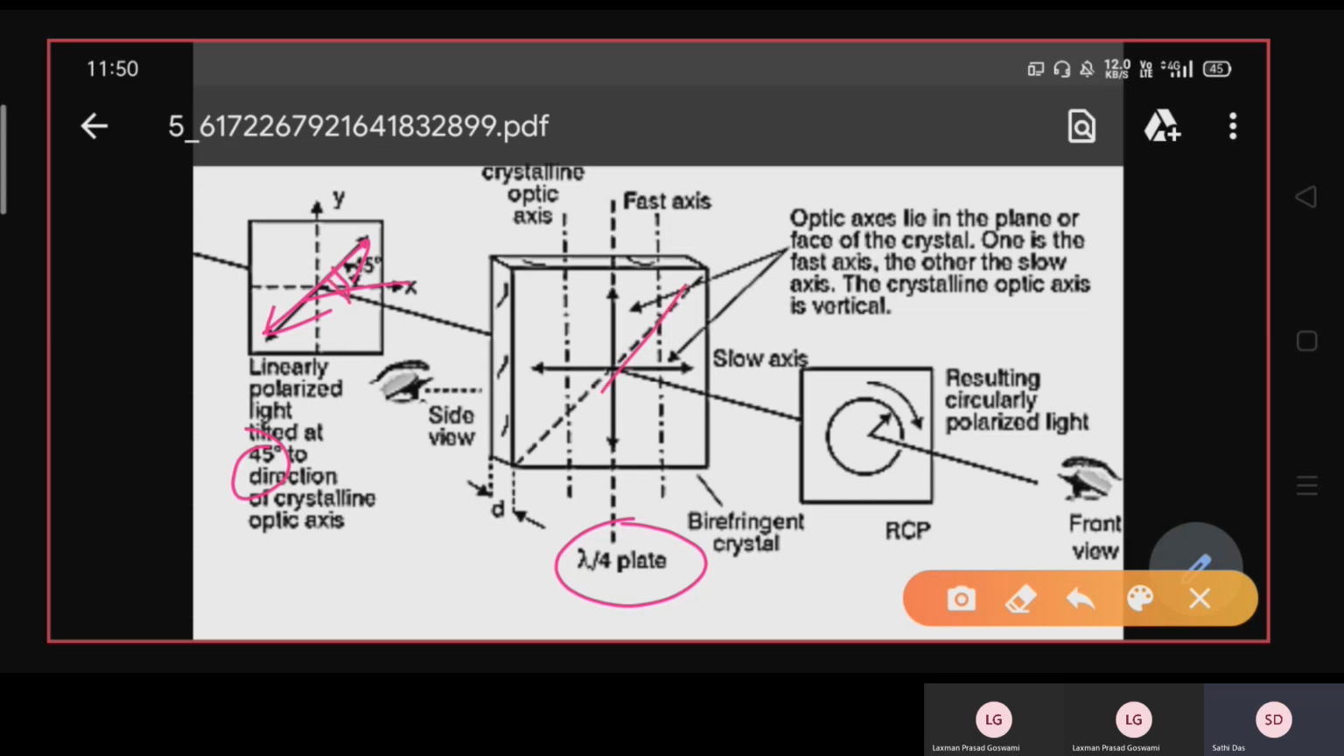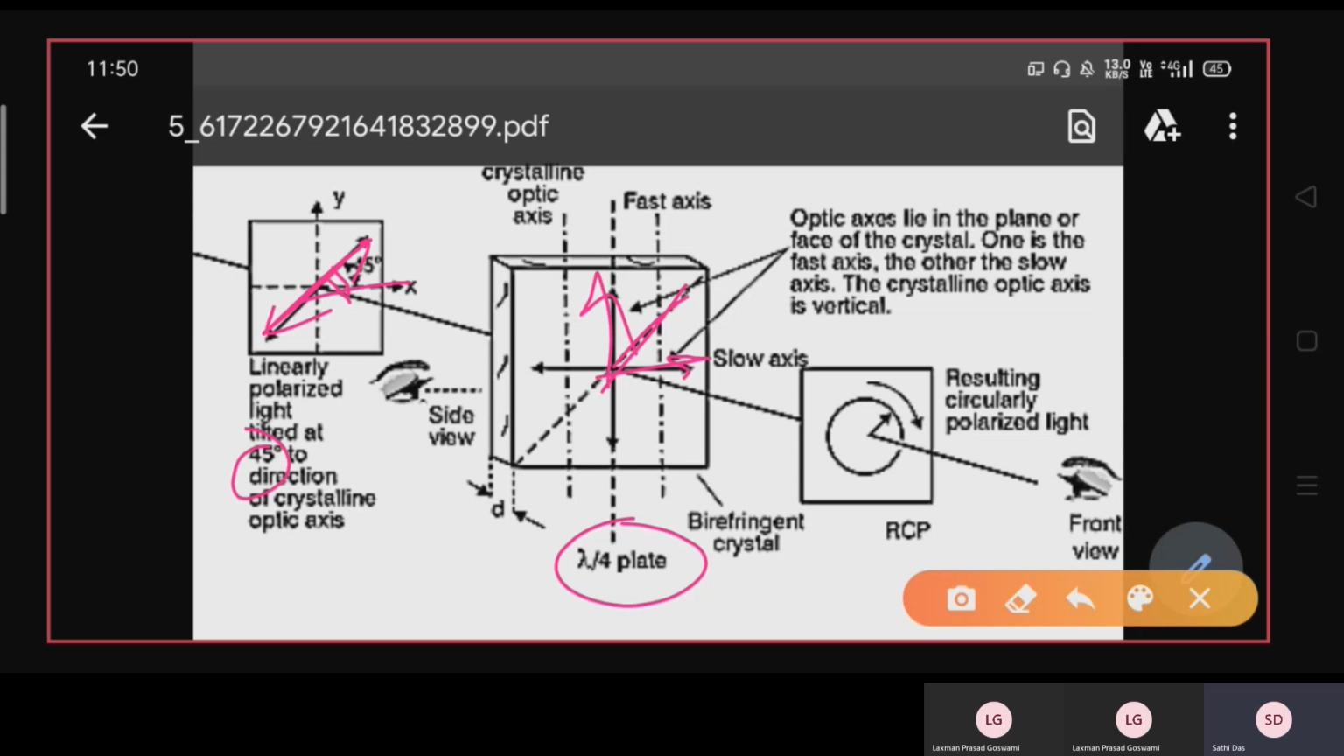So it is making a 45-degree angle so that it can split the components of the incident light wave, that is E, into exactly Ex and Ey, such that their amplitudes are the same and the phase difference between them is 90 degrees, to get the circularly polarized wave.